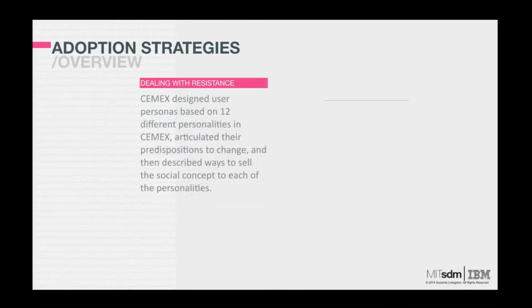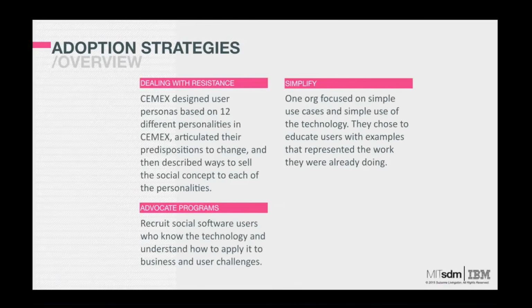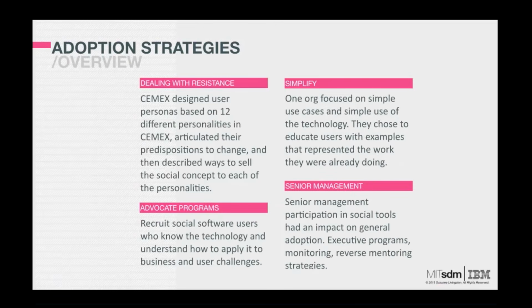Okay, so while I mentioned earlier that as a result of these studies and talking with different companies, we also identified some strategies that would help with adoption in general. In a few cases, user resistance, not wanting to change the way that people are working, came up. And one of the strategies that was leveraged by CEMEX was actually to design user personas based on 12 of the different types of personalities that they have at CEMEX. For example, a senior executive might be one of those personalities.